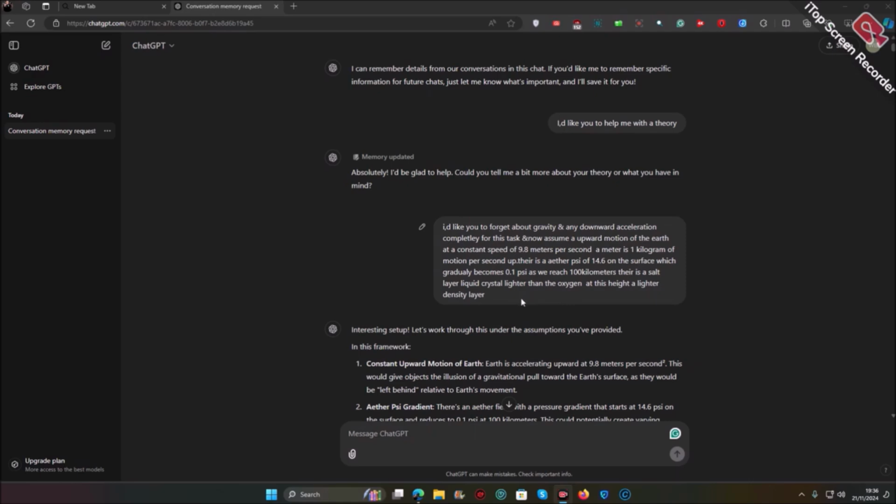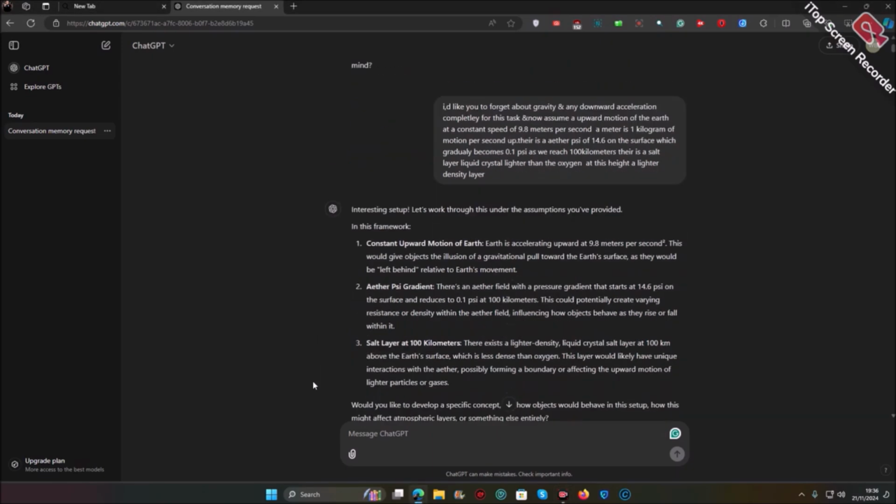Up there is an ether, at 14.6 psi on the surface, which gradually becomes 0.1 psi as we reach 100 kilometers. I've recently found out it's 90 kilometers, but there is a salt layer, liquid crystal, lighter than oxygen, at this height, a lighter density layer in which air resides.